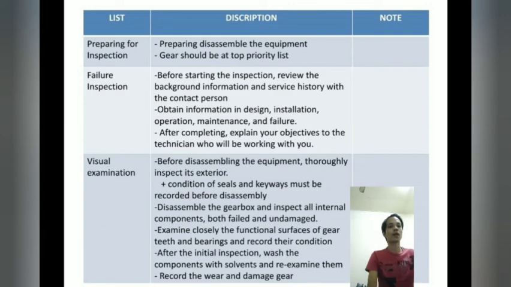The third one is visual examination. In visual examination you check the seal condition, and you disassemble the machine and inspect all internal components, both failed and undamaged. After that, record the wear and damaged gear.